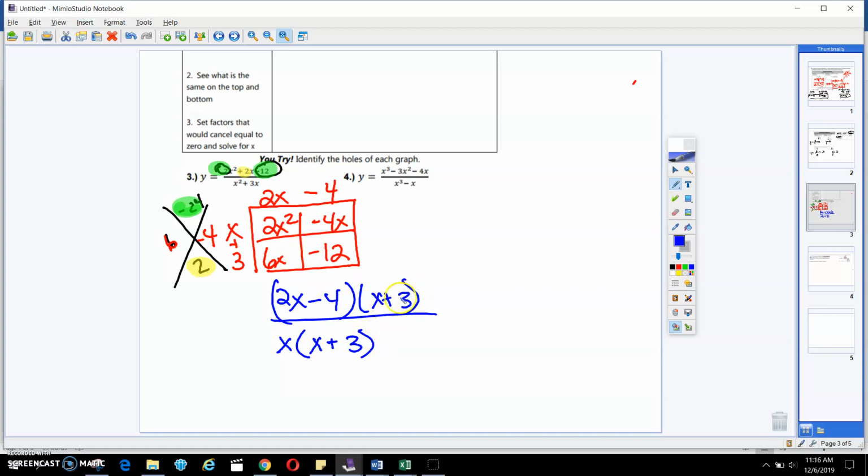Okay, as we can see, there's a repeat in the top and the bottom. So what's going to happen is I'm going to set those equal to 0 and solve. And that's going to give me a hole at x equals -3.